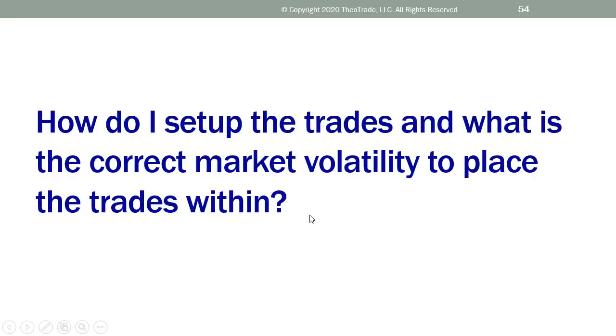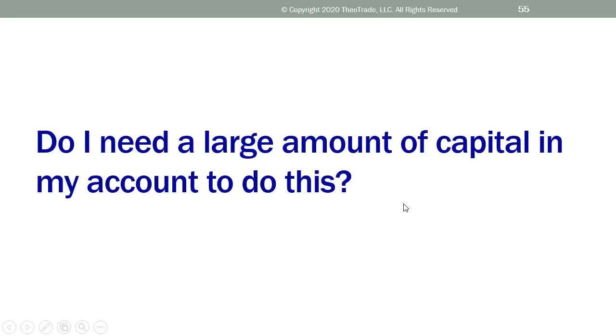How do I set up the trades? And what's the correct market volatility to place these trades within? The market volatility is absolutely critical. Do it wrong, trade won't work. Do I need a large amount of capital in my account to do this? Absolutely not. $2,000 though is the minimum. I am going to be very clear about that. $2,000. You must have $2,000 in your account.